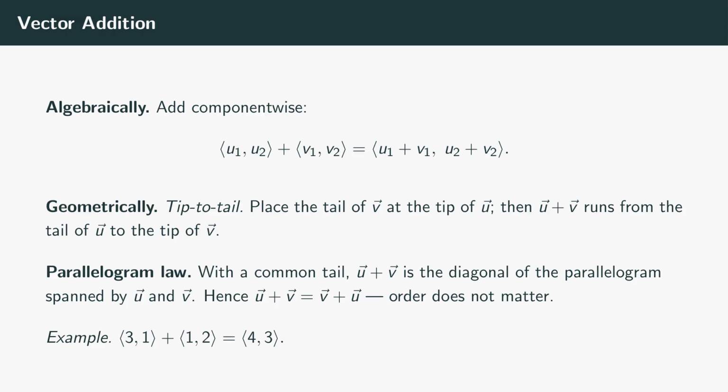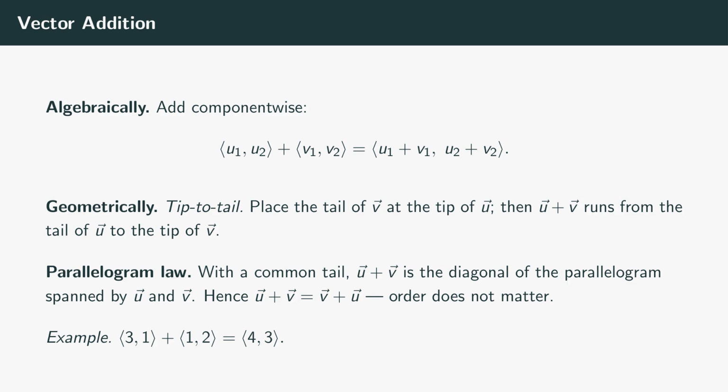The first thing you can do with vectors is add them. Algebraically, this is as easy as it gets. You add componentwise. The first component of the sum is the sum of the first components. The second component of the sum is the sum of the second components, and so on. So the vector 3, 1, plus the vector 1, 2 is the vector 4, 3.